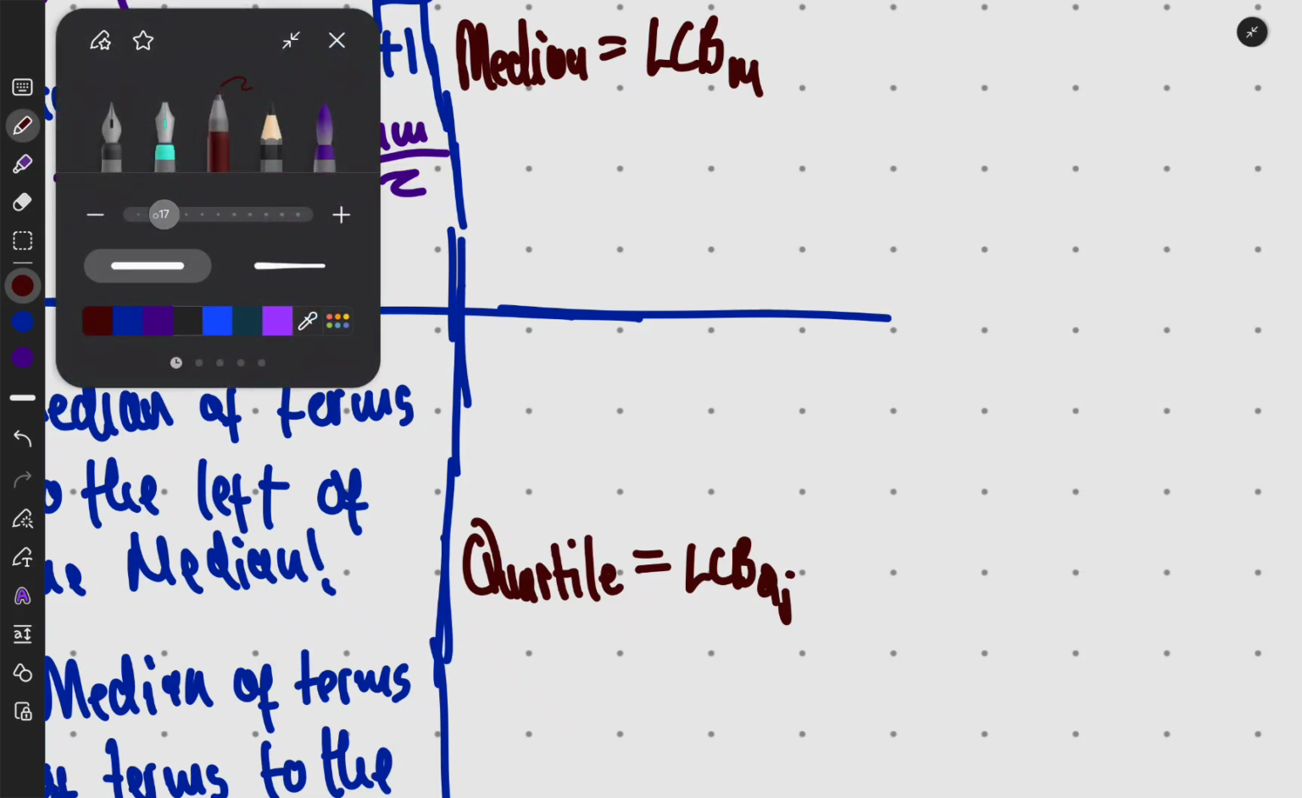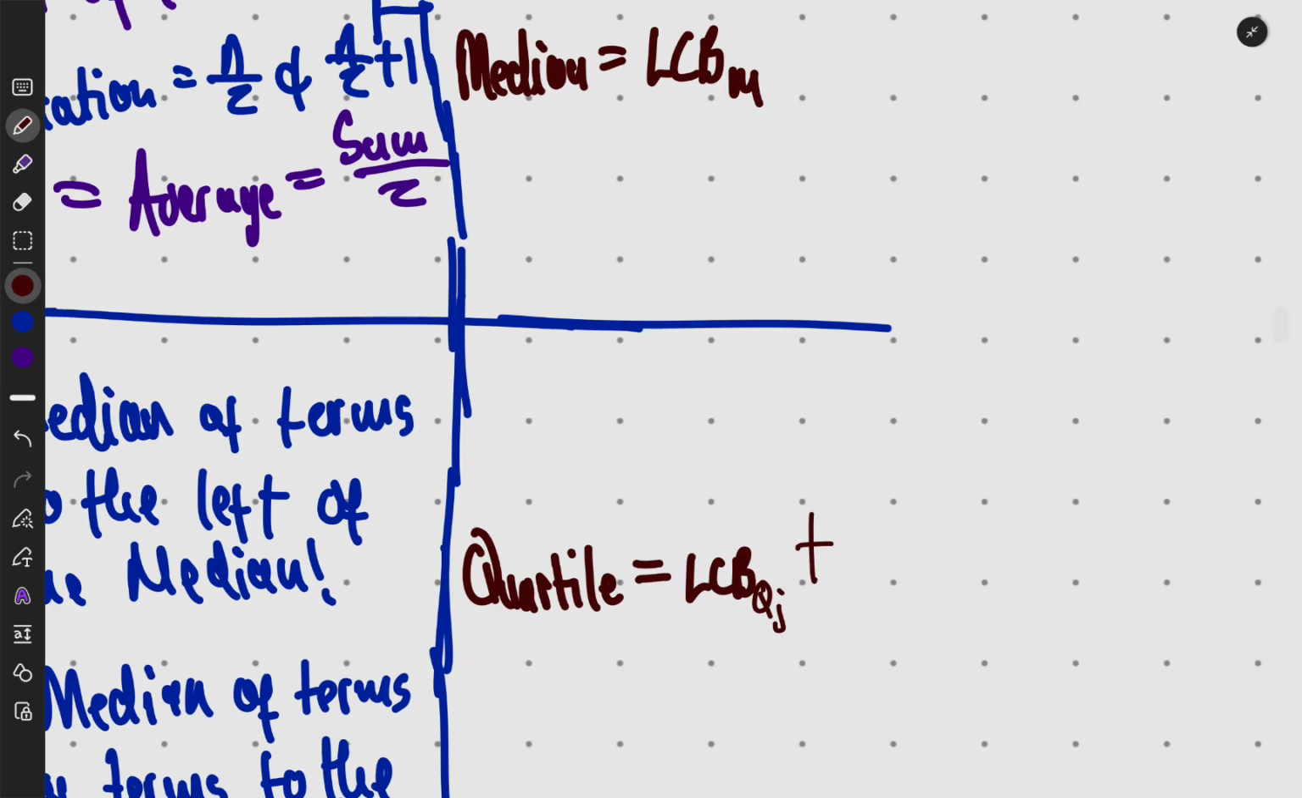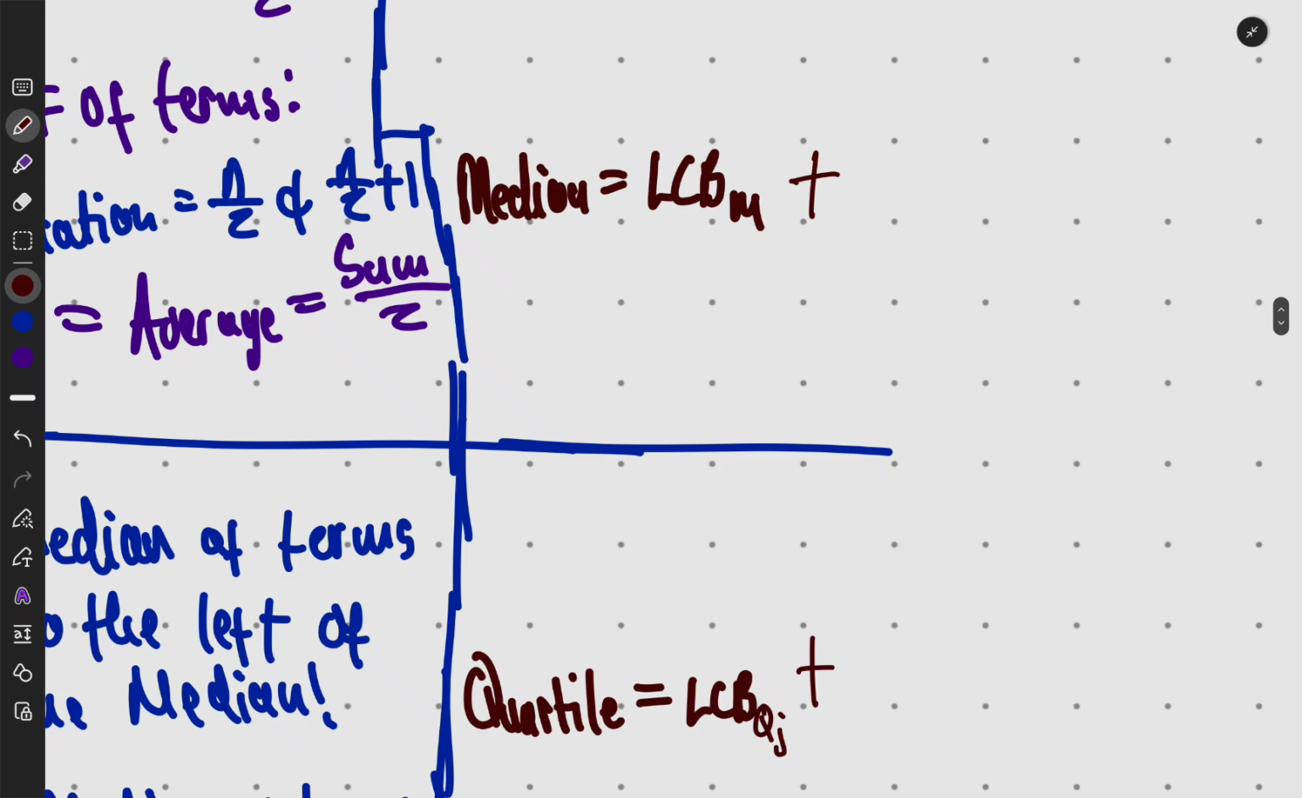Is it the first or the second or the third? So J is actually 1, 2, or 3. So it's the lower class boundary of QJ. Okay? And then what do you do? You say plus. And here again for median, you say plus.